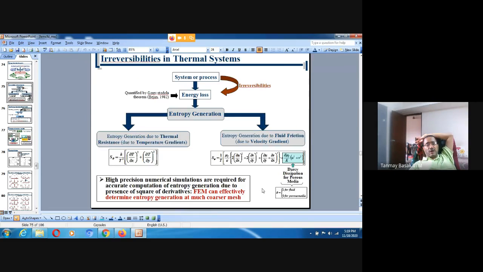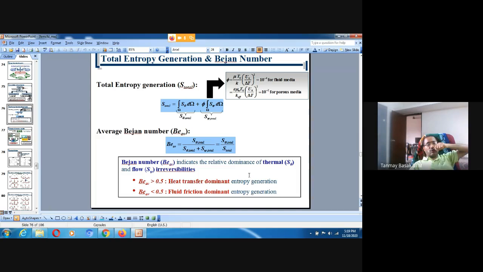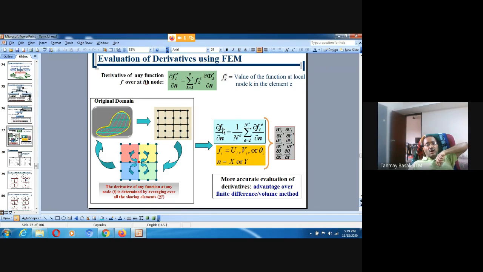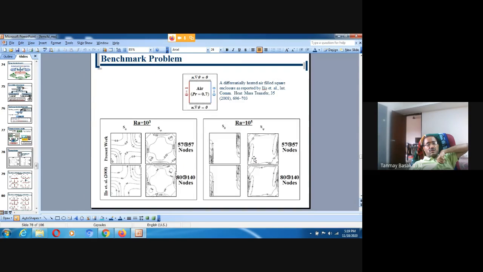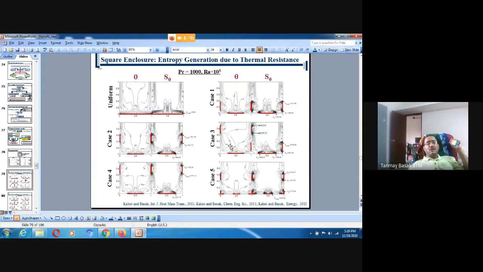Entropy generation, I don't want to get into much, but it requires derivatives and squares, and this has to be precisely computed, and this can also be done using the finite element method. You can see how complicated derivatives within a complicated surface can be obtained easily by the finite element method. We have done the benchmark of this derivative calculation for various nodes, and these are the Prandtl number and Rayleigh number parameters.